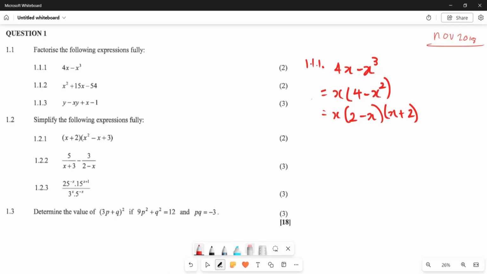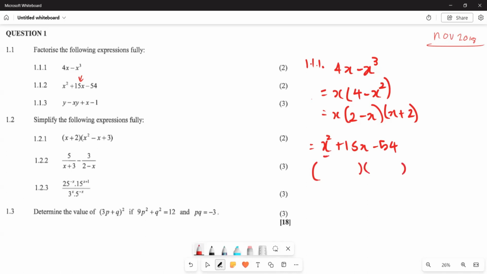Now, if we are looking at our 1.2, let's see what you are going to have in there. In this question, you are given x squared plus 15x subtract 54. What are you going to do here? You are going to look for factors of 54 that can give you the middle term of 15. Since this is a trinomial, you're going to open 2 brackets, your first bracket and your other bracket.